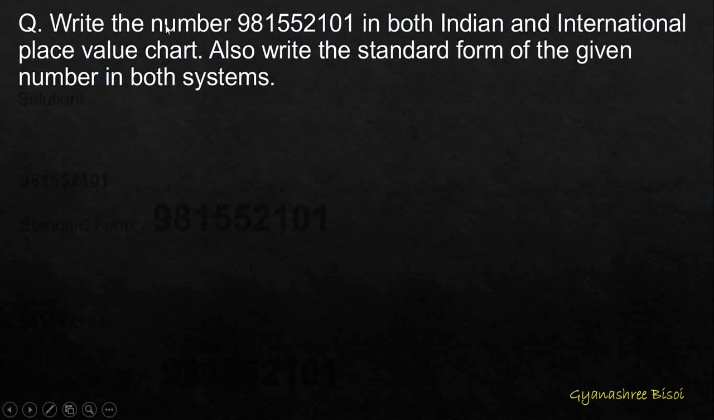Today we will study comparing the Indian place value system and the international place value system. Here we have a question: write the number in both the Indian and international place value charts. Also write the standard form of the given number in both systems.